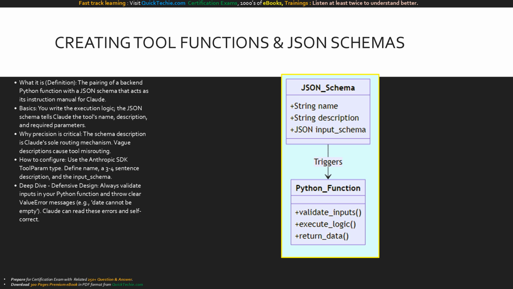In this class diagram, we see the dual nature of an agentic tool. The JSON schema on the left is the interface exposed to Claude, detailing the precise name, a robust description, and the expected payload. This declarative interface maps directly to the actual Python function on the right, which contains your backend validation, business logic, and execution steps.